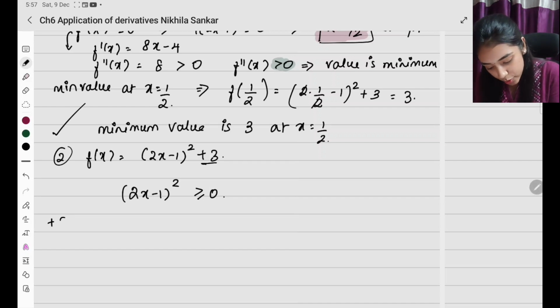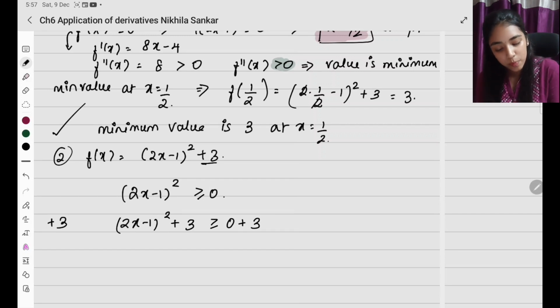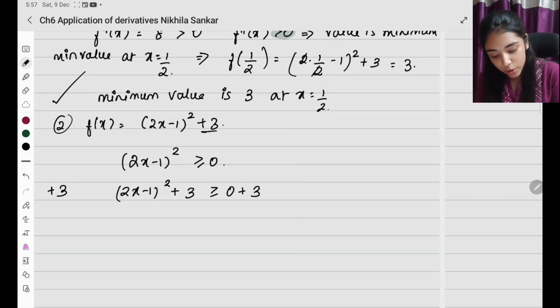So what am I going to do? I'm going to add plus 3 on both sides. So 2x minus 1 the whole square plus 3 greater than or equal to 0 plus 3. This does not change the inequality. So what do I see from here? My f of x, this left hand side, f of x is greater than or equal to 3.